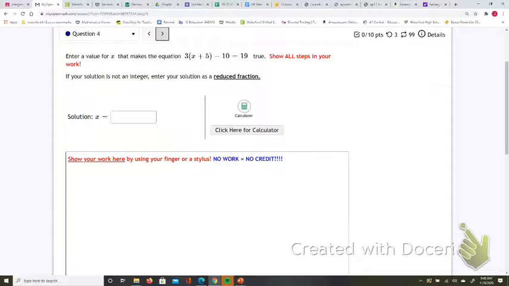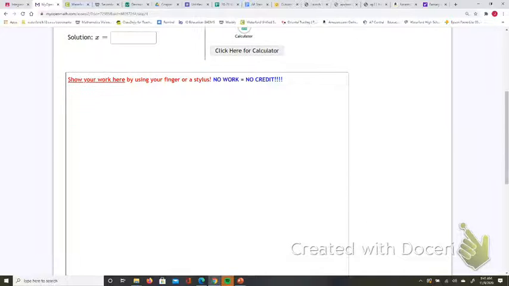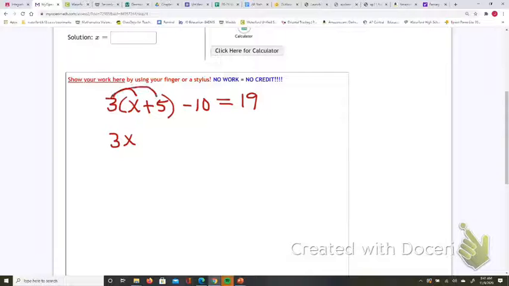Okay, so 3 times parenthesis x plus 5, close parenthesis, minus 10 equals 19. Remember that the first step is to distribute, and the 3 is in front of the parenthesis. So we do 3 times x, we get 3x. We do 3 times 5, we get 15, minus 10 equals 19.